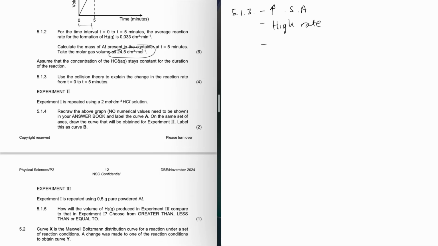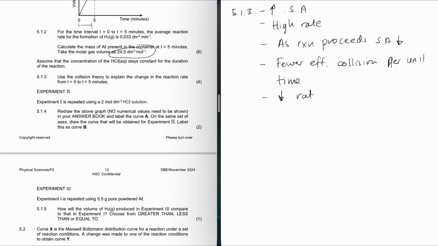But as the reaction continues, right? So as the reaction proceeds, the surface area decreases because, of course, you have fewer and fewer points for the reaction to occur. So you're going to have fewer effective collisions per unit time, and as a result you're going to have a decreased rate as time passes.